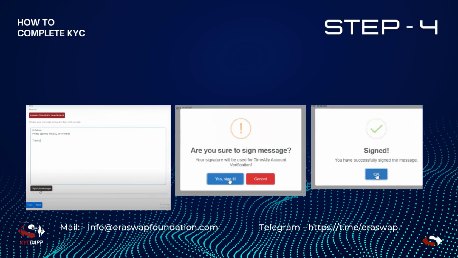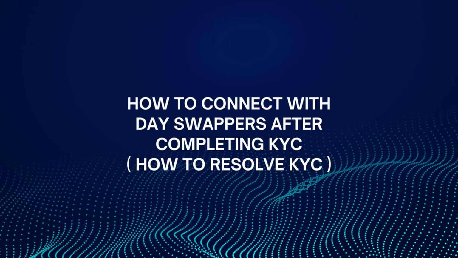Step 4, when level 2 is completed you'll be redirected to another step. Here you can leave a message for admin and then click on Sign this message. If you want to prioritize your KYC you can mail for same to info@eraswapfoundation.com or text on Eraswap official Telegram channel to prioritize your KYC review.